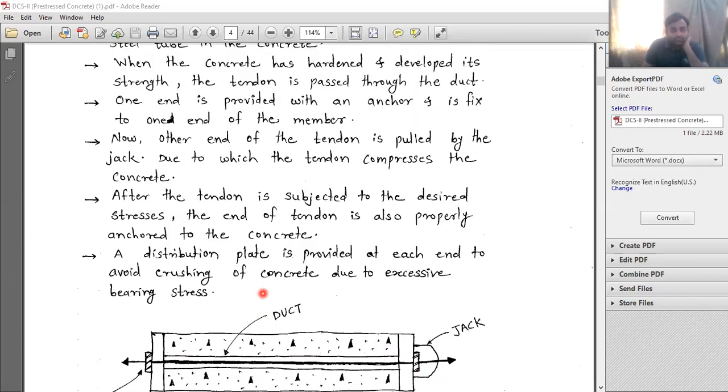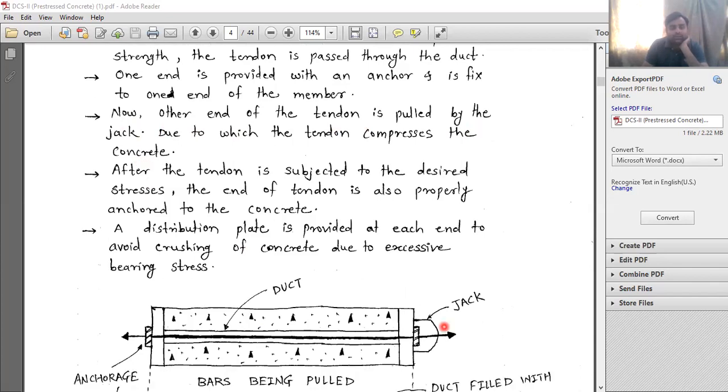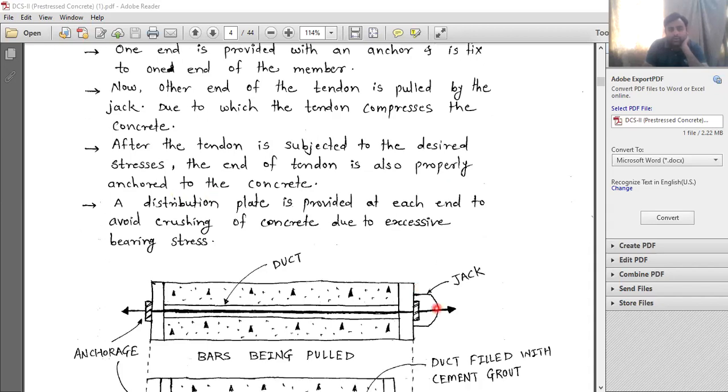Then now the other end of the tendon is pulled by the jack. So here the tendon is pulled by the jack, due to which the tendon compresses the concrete. Okay. After the tendon is subjected to the desired stress, the end of the tendon is also properly anchored to the concrete. So from here also it is then cut and anchored here.